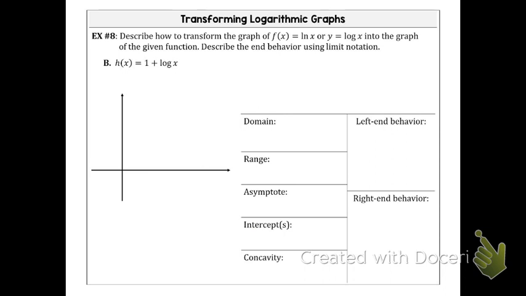All right, B says we have 1 plus log of x, which remember, that's the same thing as saying log of x, and then plus 1. So we can see that plus 1 is going to be a vertical translation, and it's going to go up 1 unit. All right, so that's not going to affect my vertical asymptote by moving the graph up 1 unit. I did have an x-intercept at (1, 0), but now that's going to go up 1 unit, so it's going to be at that point (1, 1). All right, so I can kind of use that to help me draw.